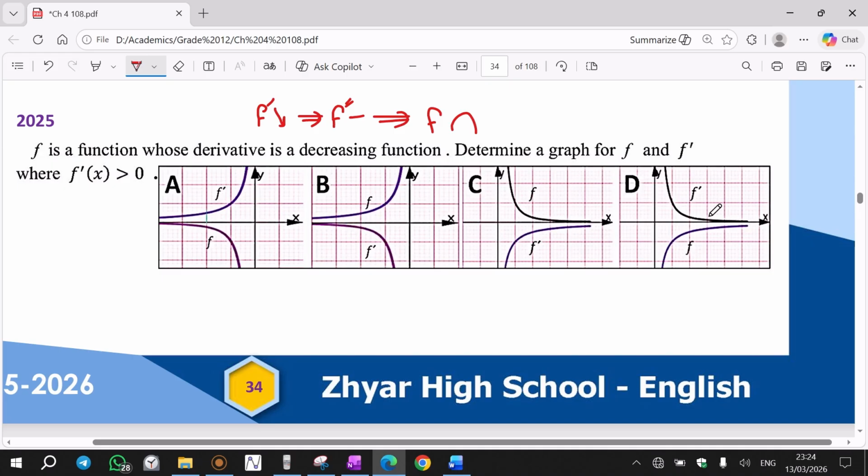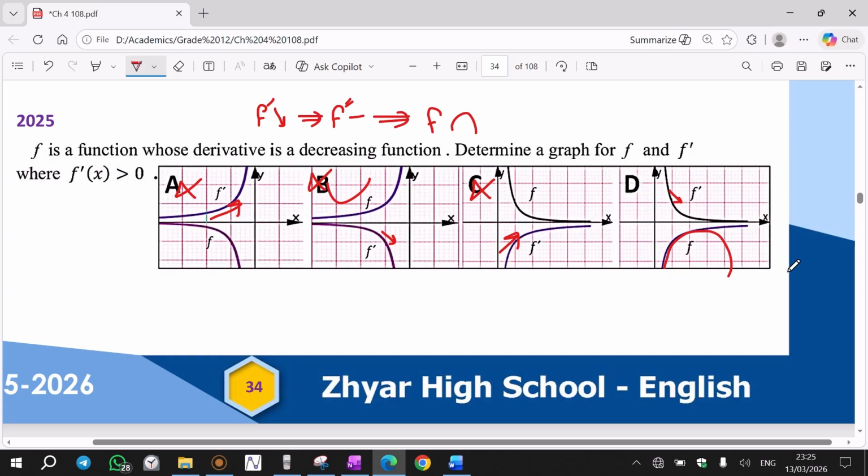I'm going to look for a convex function. This f prime is decreasing and the f is convex. This f prime is increasing, that's option C is out immediately. Option A is out immediately because it's increasing. And if you look at B, the derivative is decreasing, but the function is concave. I'm looking for convex. B is wrong as well.